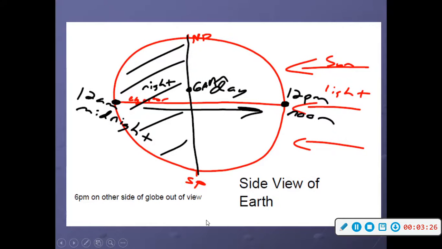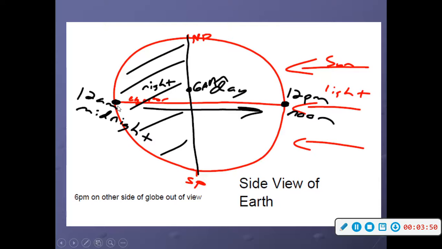Here's another view. This is a side view, looking at the globe from a side standpoint. So the North Pole is here, the South Pole is on the bottom. Now we're rotating counterclockwise, which would be this way around the globe. I like to think of it as west to east. I think that makes a little more sense in this diagram. So this way across the equator.